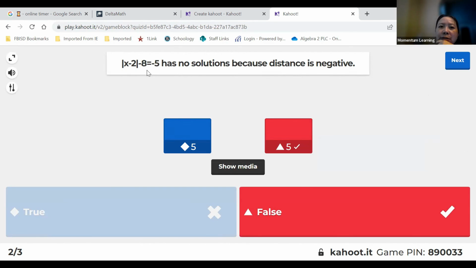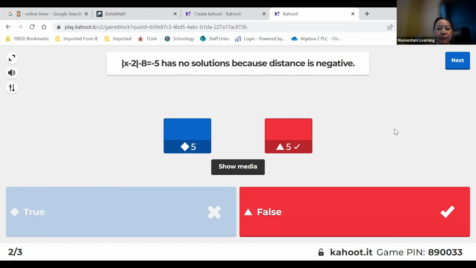I should say, if distance is negative, then you should have no solutions. But what is my distance for this equation? Don't forget, you have to isolate, and then that's your distance. So my distance here is actually not -5. You need to add 8 on both sides. When I add 8, my distance is actually 3, so you actually can solve. Unless after you isolate, your absolute value itself equals a negative number, then you have no solutions.